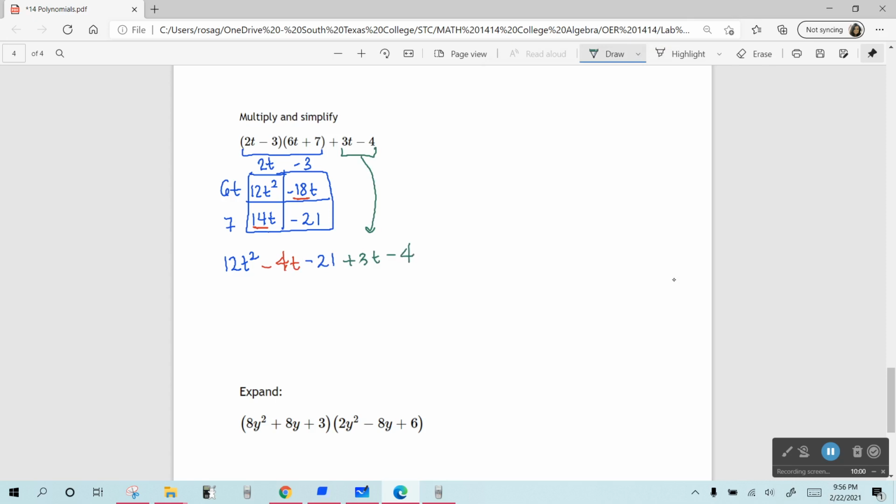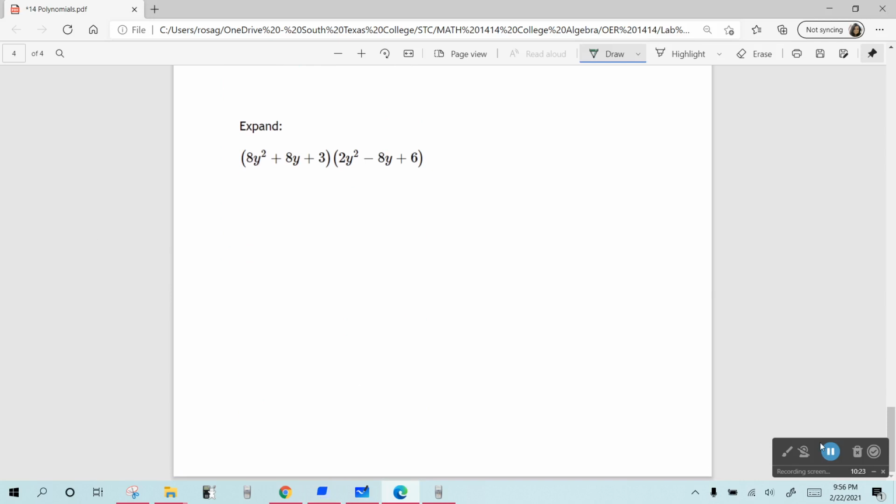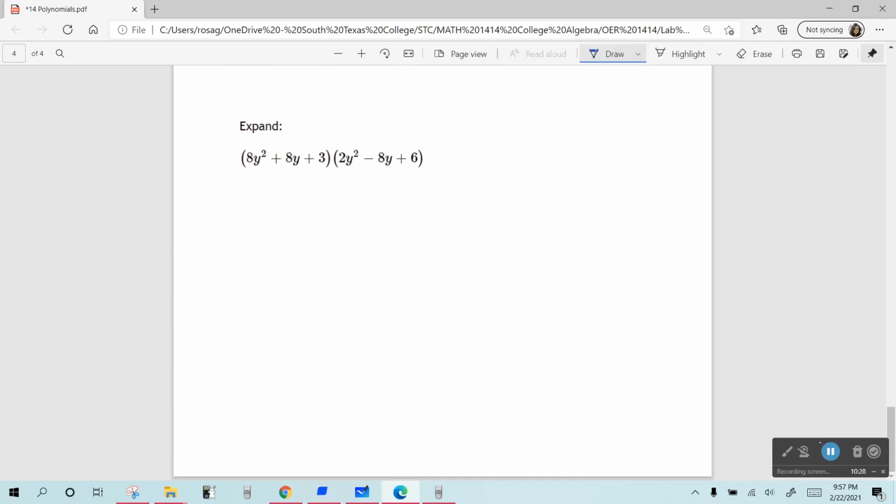and combine like terms again. There's nothing with the t squared. This one with that one gives me a minus t. This one with this one gives me a minus 20. So take care of the parentheses first, and then don't forget if you have anything on the side. And then this one is even bigger. But when I do the box, it doesn't matter how big they get because the box really helps me to organize them.